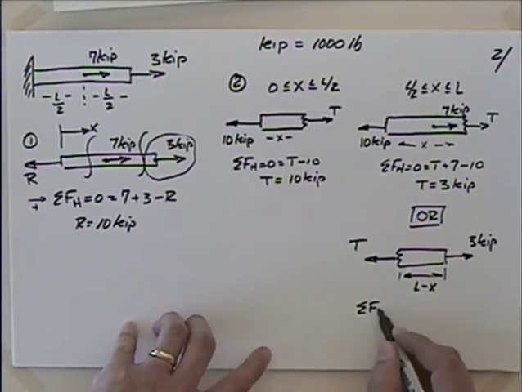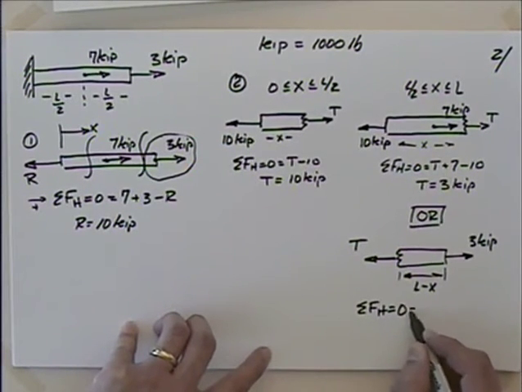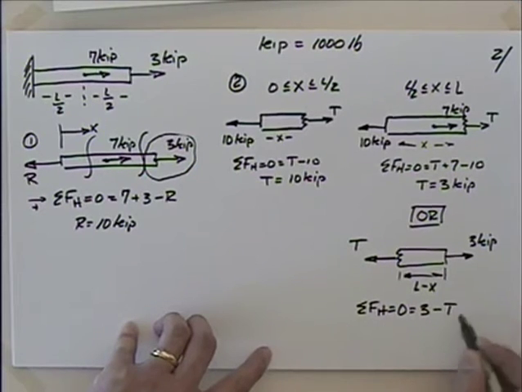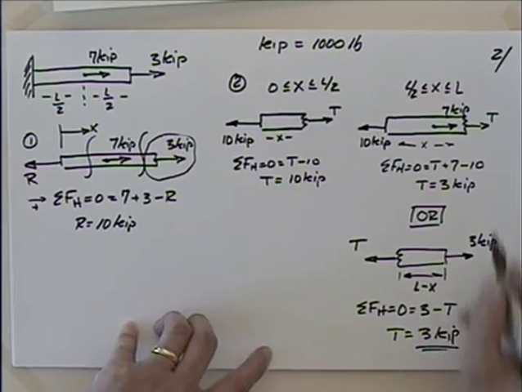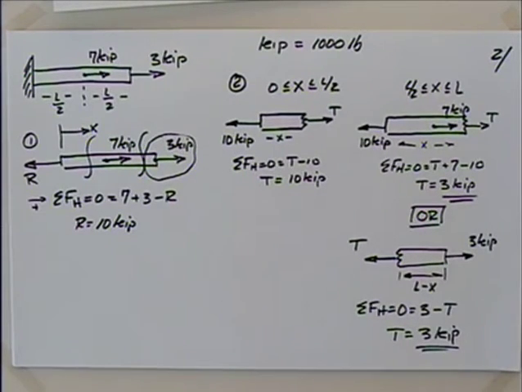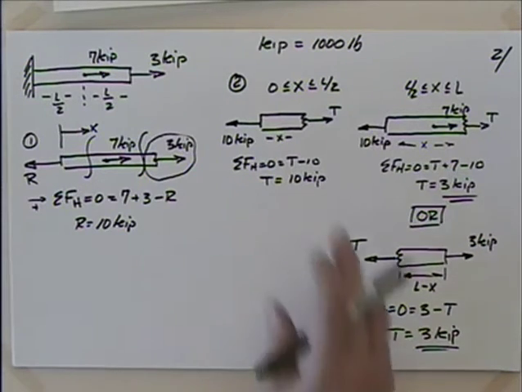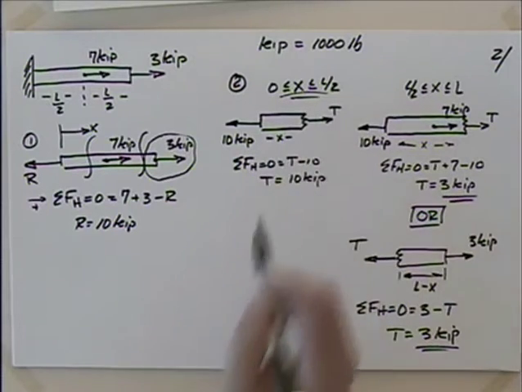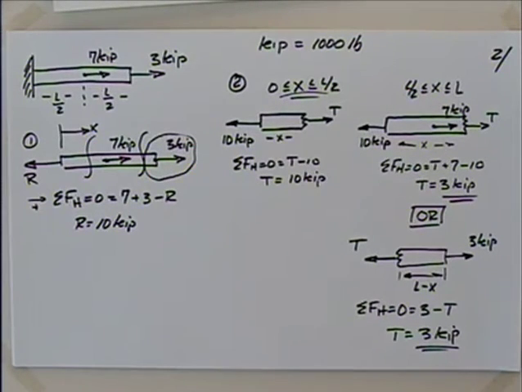Well, if I sum the forces in the horizontal direction here, setting that equal to 0, I have 3 minus T, or T is equal to 3 kips. We get the same answer. That's good. So whether you look at it from the right-hand side or the left-hand side, you should get the same answer. Could you go from the right-hand side for this first half? Yeah, you could if you wanted to, but it's probably harder to do.